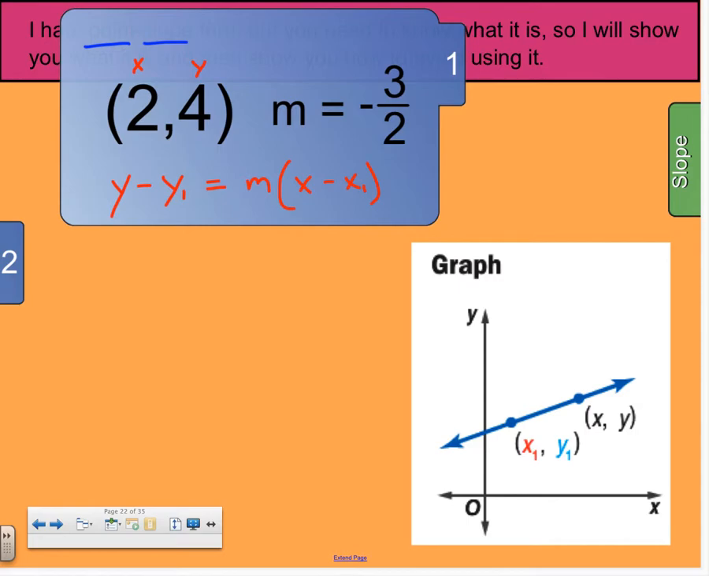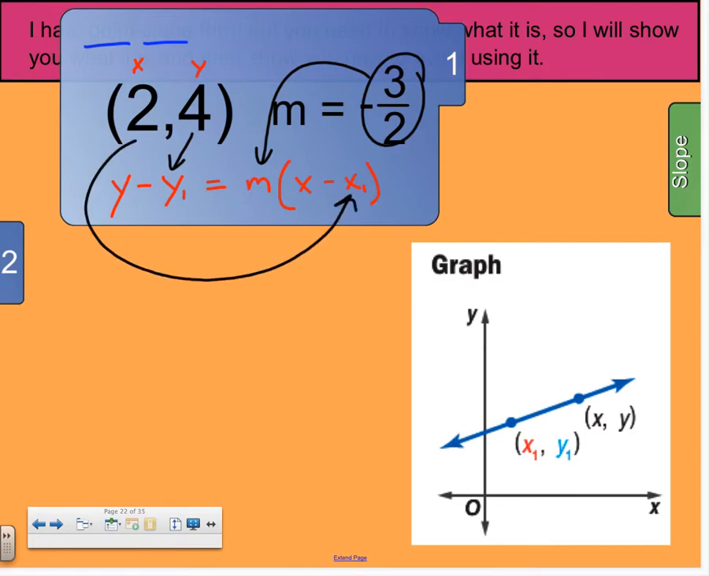All right, let the substitution begin. My m, or my negative 3/2, will go in for m. My 4, which is the y coordinate, will go in for that second y. My 2, which is the x coordinate, will go in for the second x. So I have y minus 4 equals negative 3/2, because that is our slope, times x minus 2. And there we have something written in point slope form.